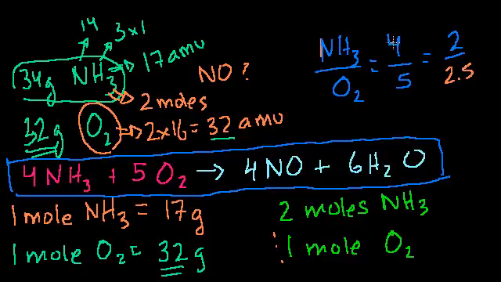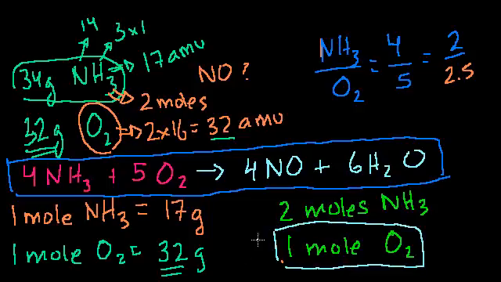Whatever this is, that's 4 over 5, right? If you doubled both of these numbers, you get 4 over 5. Right? So I need 2.5 moles. But I don't have 2.5 moles of oxygen. I only have 1 mole of oxygen. So oxygen is going to be the limiting reagent in this reaction. Limiting reagent. I don't have enough oxygen. I have plenty of ammonia, but I don't have enough oxygen to react with it. So this is the limiting reagent.